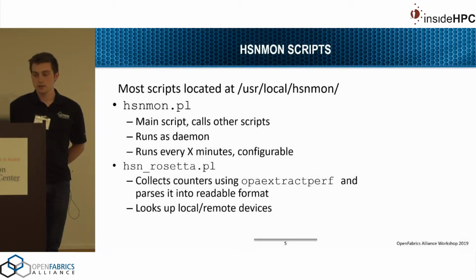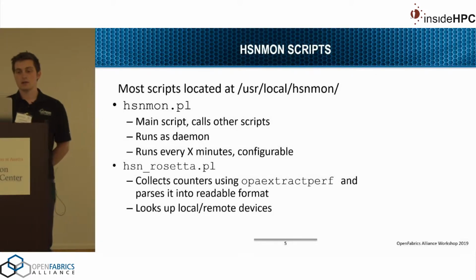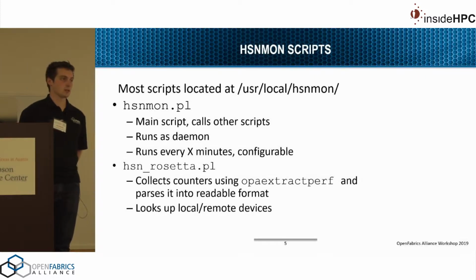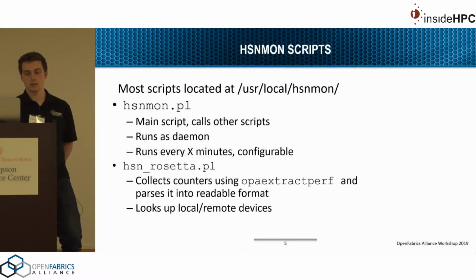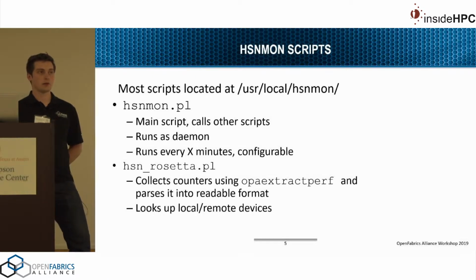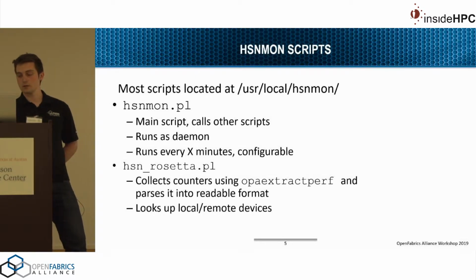So there's a collection of scripts. There's a main script that runs as a daemon. It's configurable. You can set which error conditions you want it to send messages on. You can set it to run at different frequencies. It will execute other scripts, including this HSN Rosetta code. And what that does is it collects the counters using OPA extract perf and parses it into a readable format for the administrators. And then it will also look up the local and remote devices so that you get an accurate idea of what ports this data was sent and received to and from.